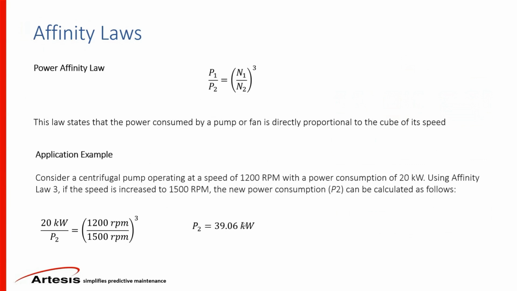The third law is the power affinity law. This law describes the relationship between the power consumed by a pump and its speed. Here we are increasing the speed again from 1200 RPM to 1500 RPM. This is an increase of 25%, but achieving the same 25% speed increase will cause the pump to consume 95% more power. There is a cubic relationship here.